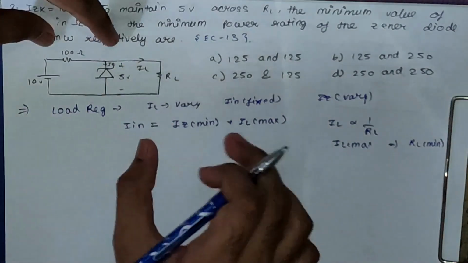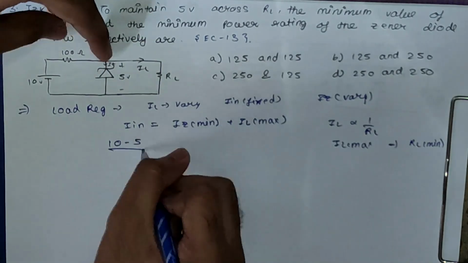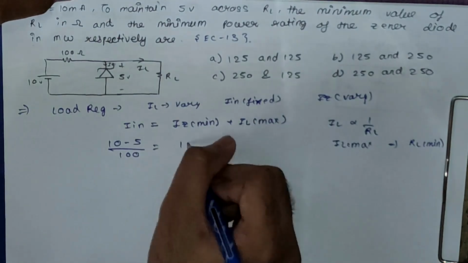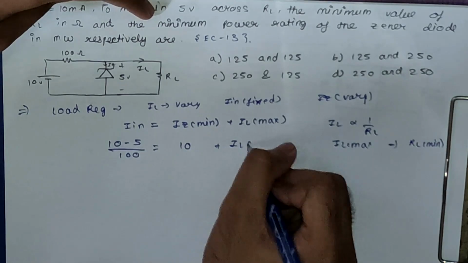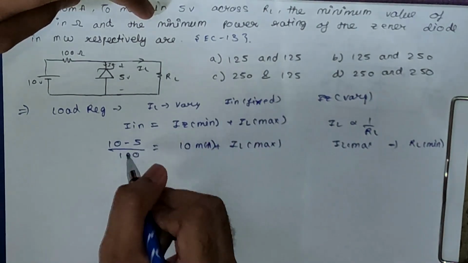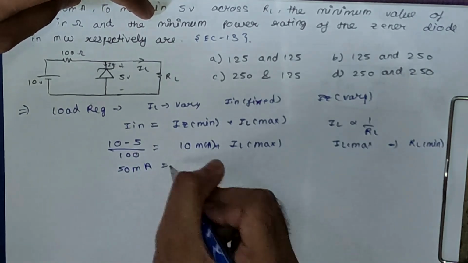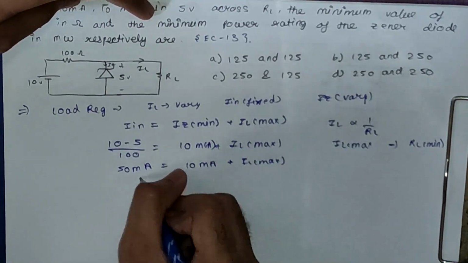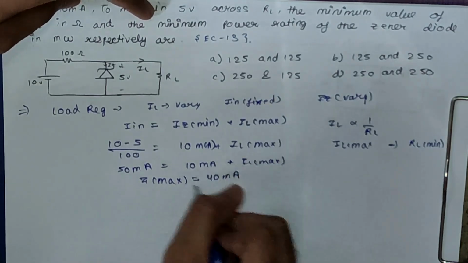If we put the values into this equation, I_in is nothing but (10 minus VZ), where VZ is 5, upon 100, equals IZ minimum, which is 10 milliampere, plus IL maximum. We don't know IL maximum, so we keep it as it is. This is in milliampere. So 5 upon 100 is nothing but 50 milliampere, right? Here we have 10 milliampere plus IL maximum, so IL maximum we get as 40 milliampere. This is our IL maximum.